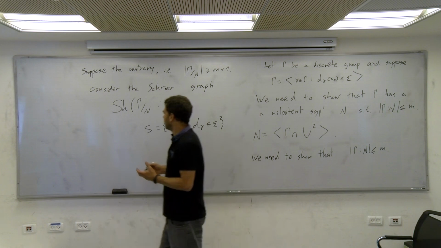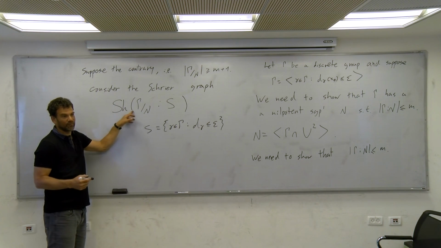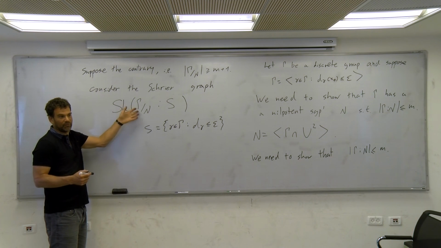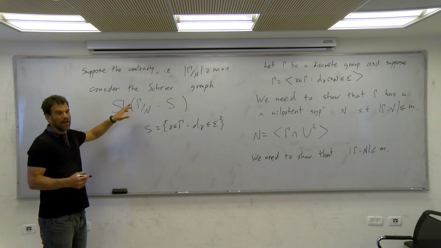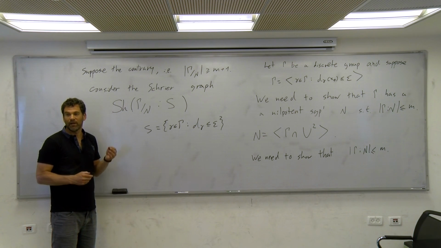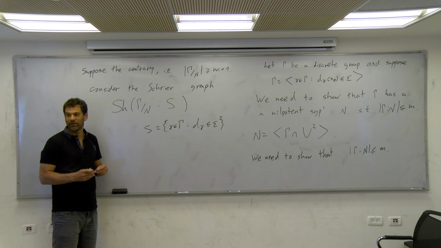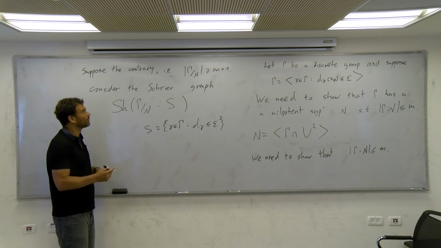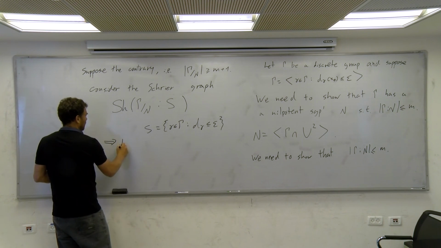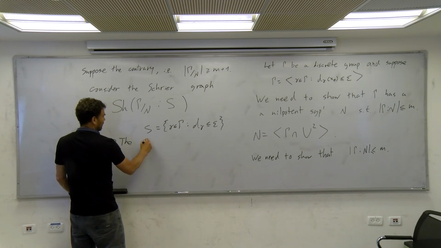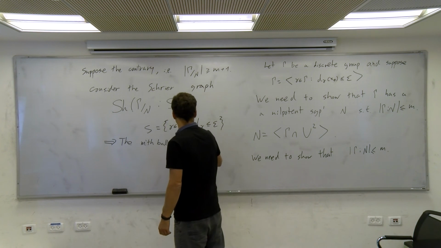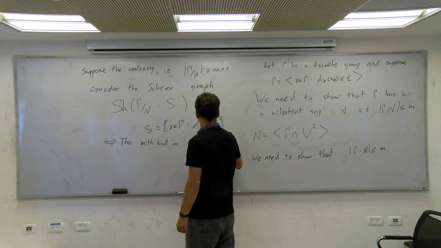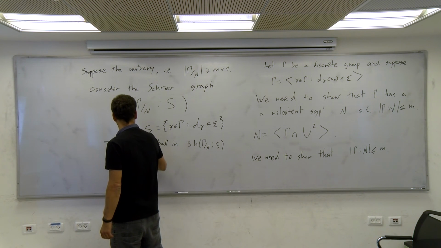Now there is a nice observation. This is a connected graph. The Schreier graph is a connected graph because it's with respect to a generating set. Suppose a graph has at least m plus 1 vertices, then the m-th ball in the graph has at least m plus 1 vertices.